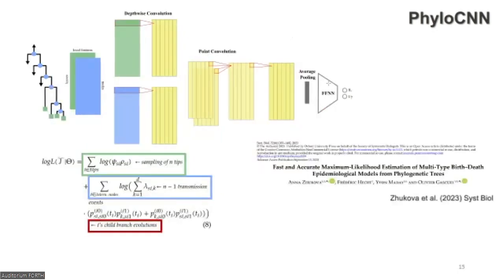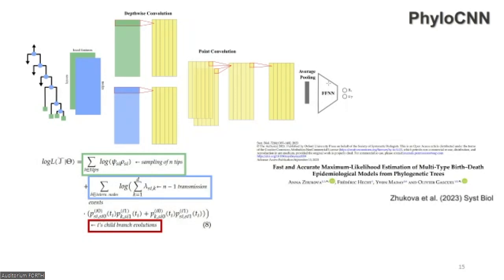And why did we choose to do these separate channels? There is some reasoning behind it in this paper from Zhukova. In this paper, they were able to calculate the likelihood of one of those phylodynamic models. To do that, they used a formula that separates the tips and the internal nodes. So the calculations were separate, and they saw that it was important.